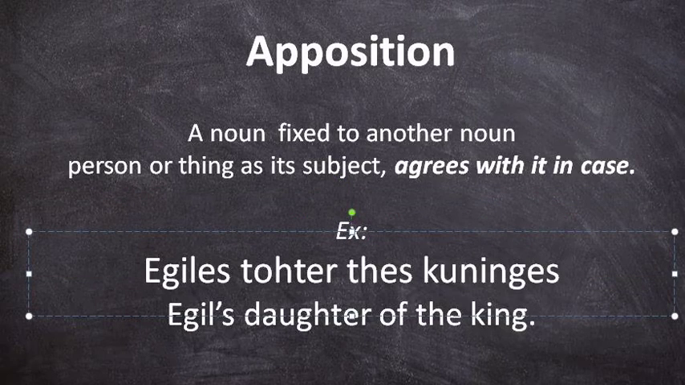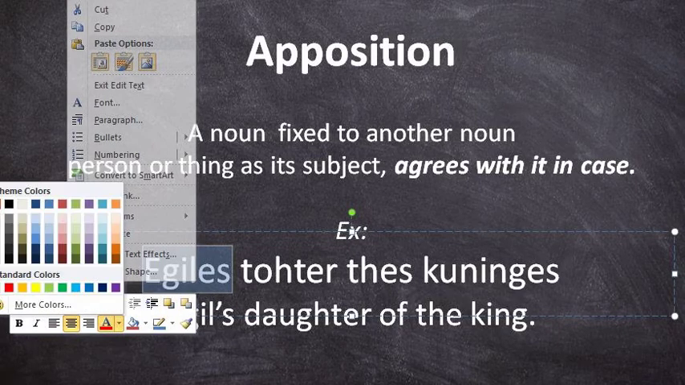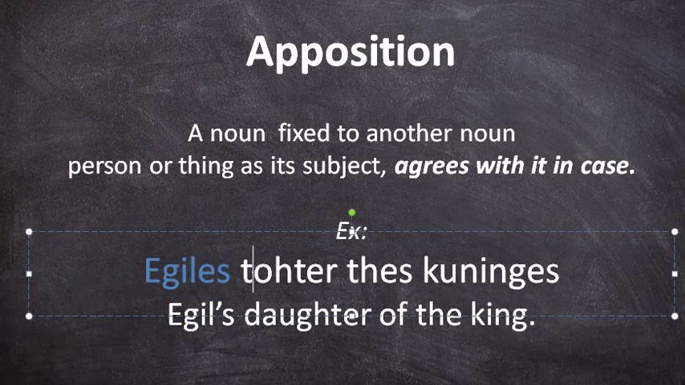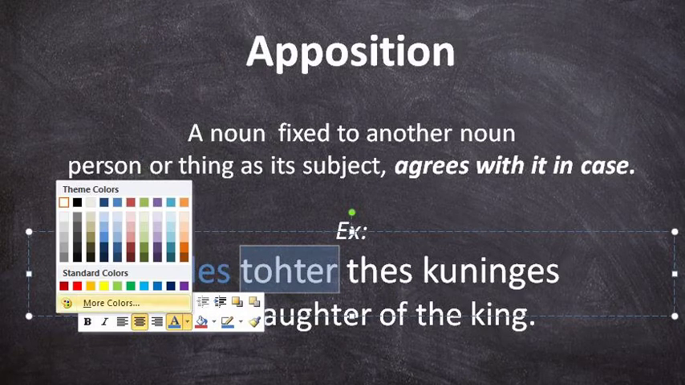Here's another example, but it's a little different than the earlier one. The fragment we have here is Egeles Tochter des Königes, right? So we have the genitive singular of Egel. So this is in the genitive. Let's put this in blue. And so Egeles Tochter, that's in the nominative. We'll make that red.